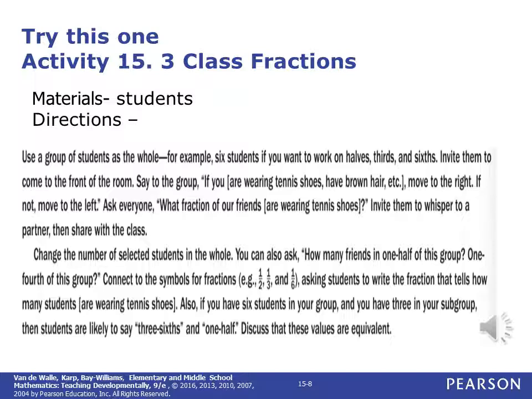And you could also start to connect equivalent fractions, because if students say that 1/2 of the group would be 3/6, then you could say, well, okay, great, what does that reduce to? And start to connect the fact that 1/2 is the same as 3/6. Students will start to have a greater understanding of equivalent fractions.